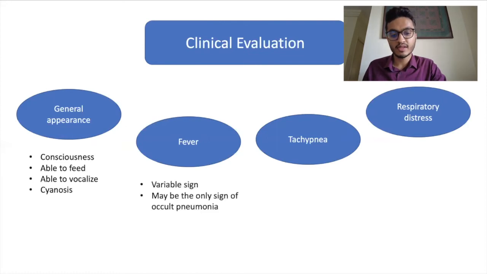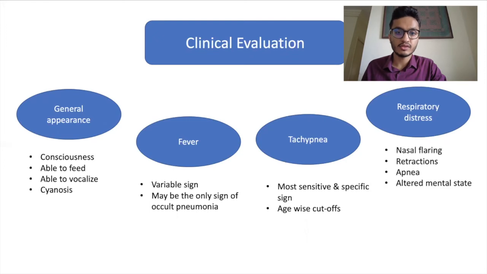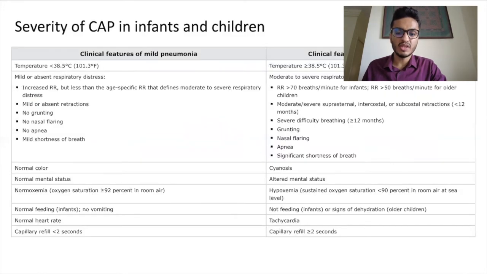Fever is a variable sign, however, it may be the only sign which is seen in occult pneumonia. Tachypnea is the most sensitive as well as specific sign, however, it should be evaluated as per the age of a child. Finally, the respiratory distress, which involves nasal flaring, retraction, in infancy apnea, as well as altered mental status. Based on the past 4 criteria, you could grade the pneumonia as mild as well as severe pneumonia.